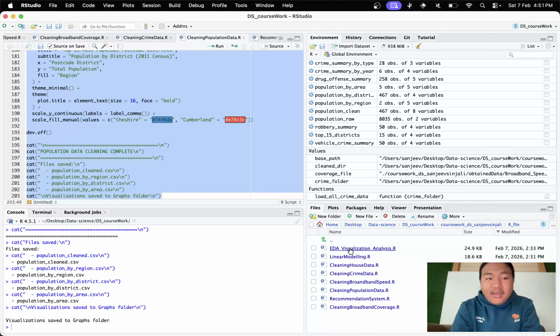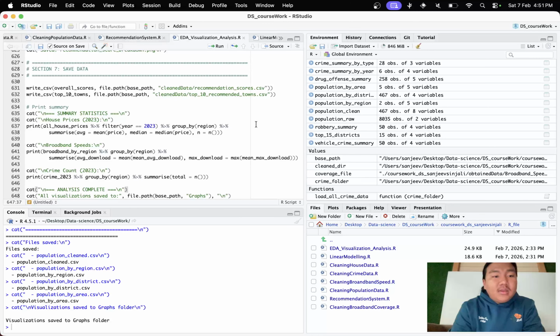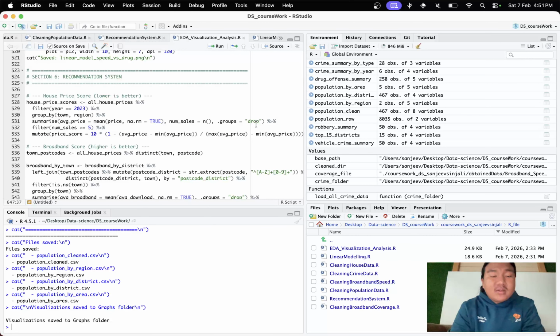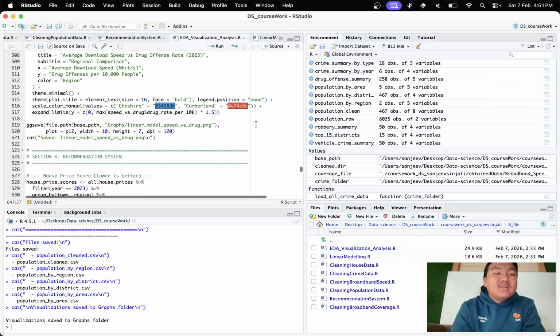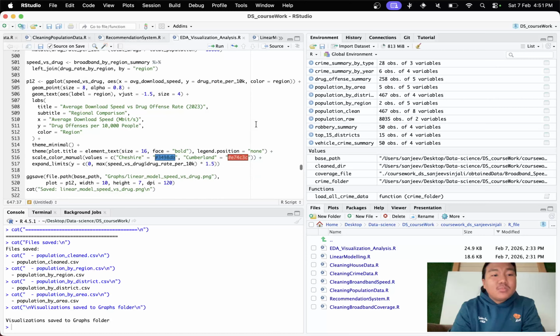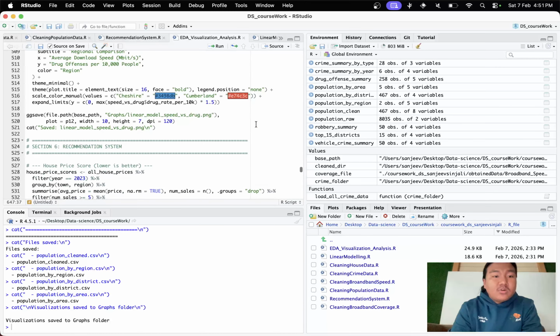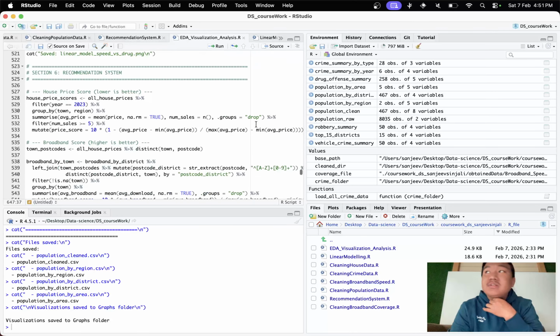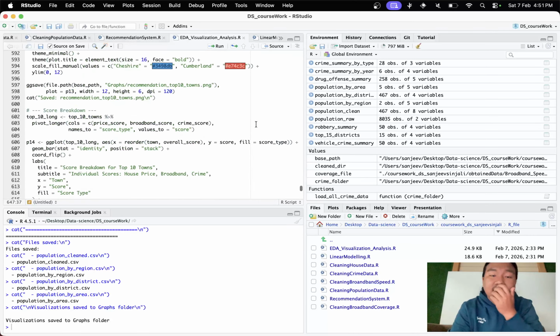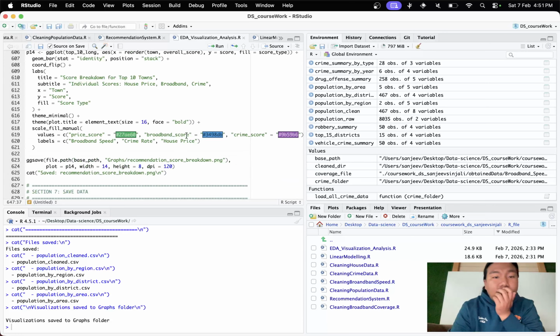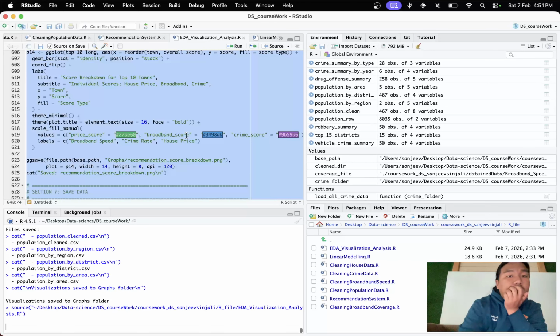And for the EDA, during exploratory data analysis, I visualized the dataset using graphs such as box plots, histograms, and bar charts to explore distribution trends and relationships between variables. These steps help identify patterns, detect outliers, and support insights and decision making. This is the code, and I will be running this code.